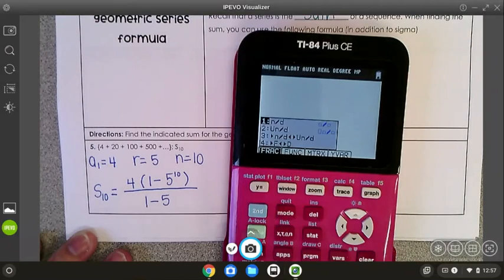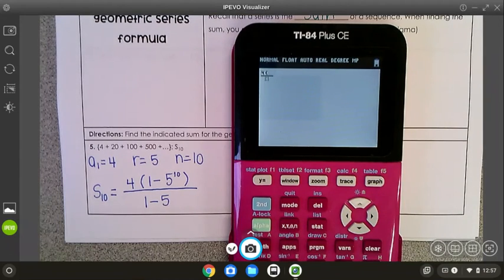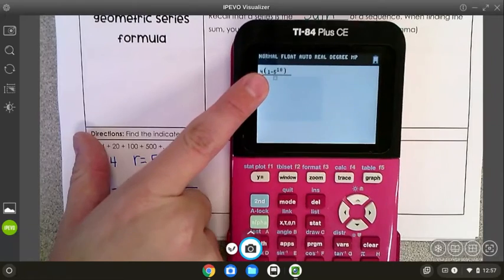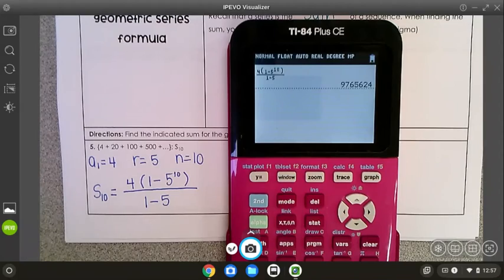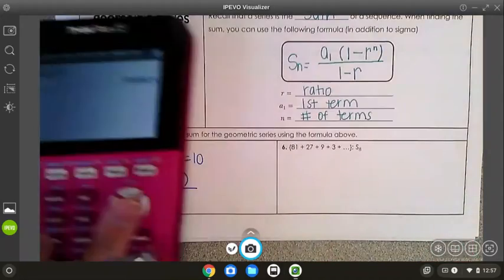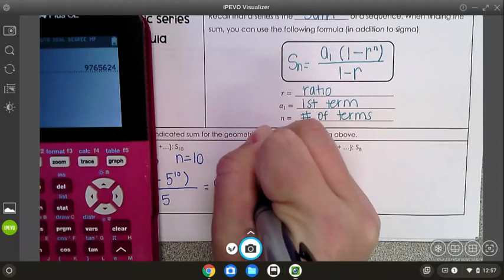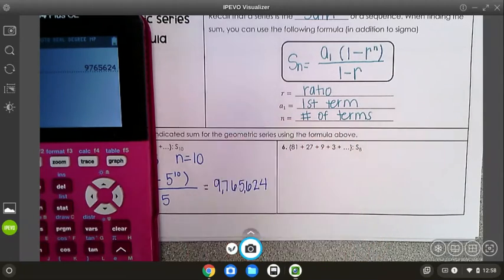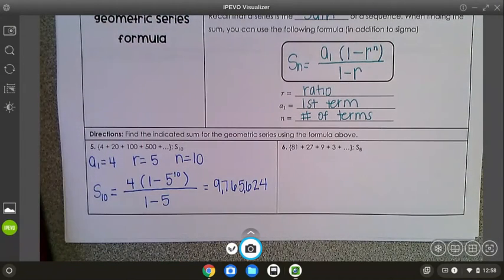So alpha y equals gives us a fraction, 4, and then in parentheses, 1 minus 5 to the 10th power. So remember, make sure that 10 is in the exponent, and then come down, 1 minus 5. That's a big number for sure. 9,765,624.